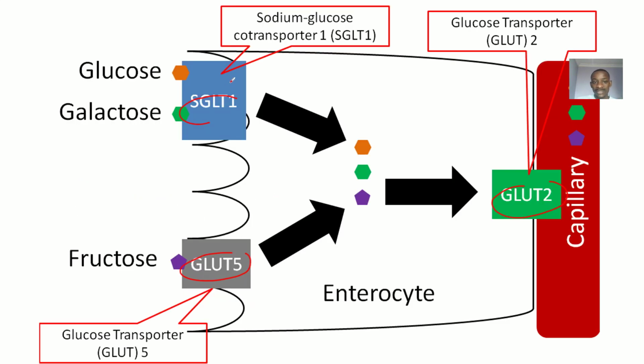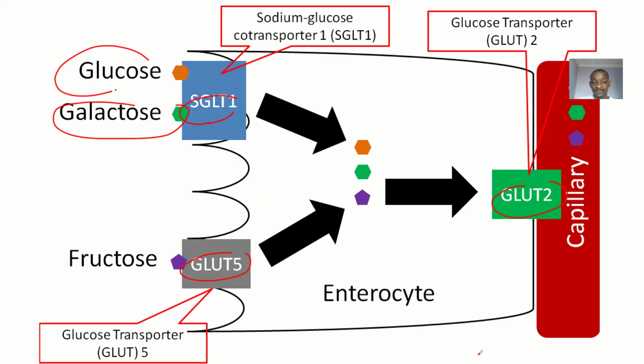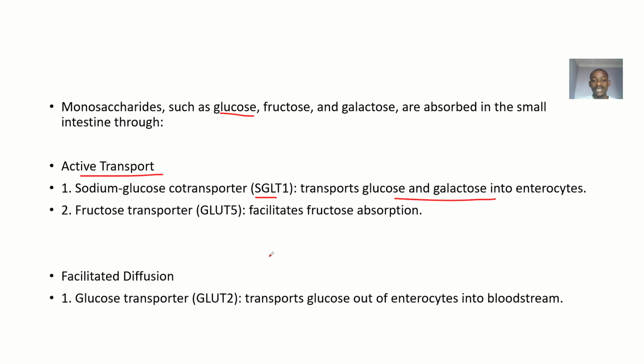So for the active transport, we have the SGLT1, what I was telling you guys about. For the SGLT1, you can see beside it they wrote what? Glucose and galactose, right? So this one transports glucose and galactose into the enterocytes. Those are the cells of the small intestine. Have you understood that? Then next we have the GLUT5. That's glucose transporter 5, and this one mainly transports fructose. So you can see that this one facilitates fructose absorption. Simple.